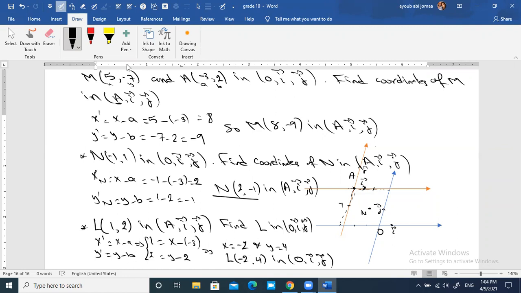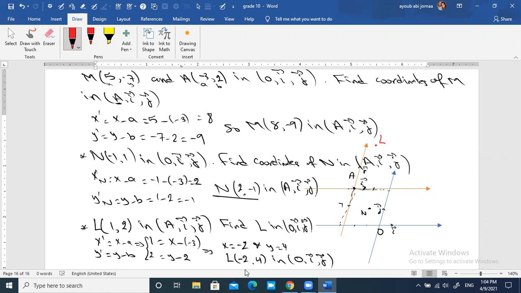So here it will be point L, 1 I, 2 J. With respect to this system OIJ, the coordinates of L will be negative 2, then here you have 1, 2, 3, 4, negative 2, 4, the same as what we got here, with respect to the origin O. Right?